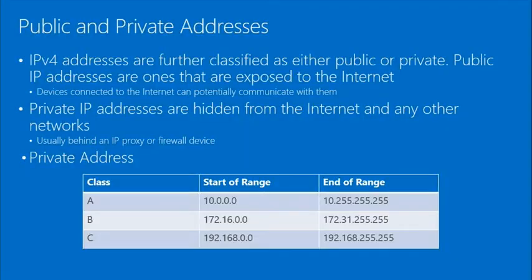Public and private addresses. IPv4 addresses are further classified as either public or private. Public IP addresses are ones that are exposed to the internet. Private IP addresses are hidden from the internet and other networks. So it mentions some private addresses. For Class A, it starts with 10.0.0.0, B 172.16, C 192.168.